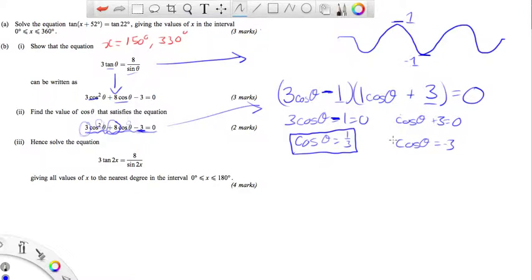And that's just for cosine. There's no coefficient here. There's nothing being added. This is not being transformed in any way. So this can't happen. You can't have cosine of theta equals negative 3.